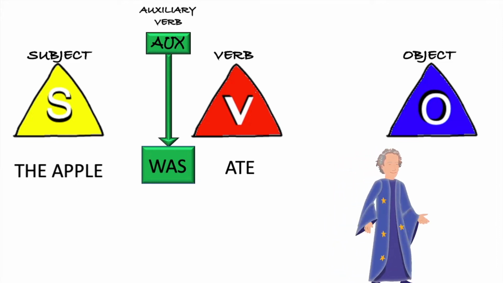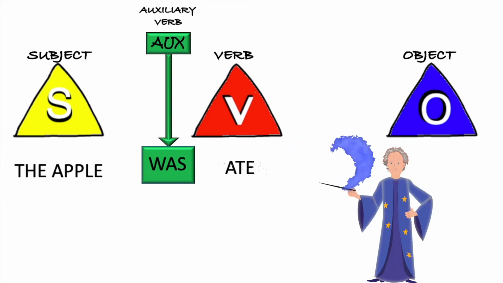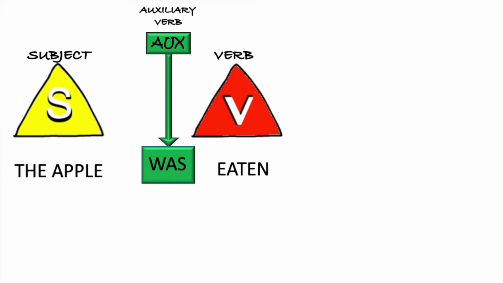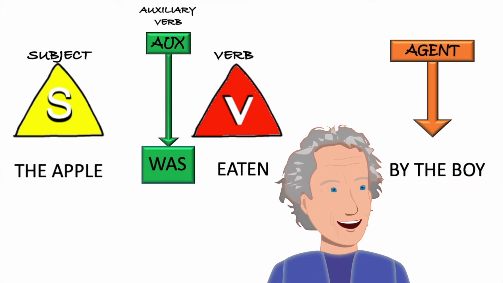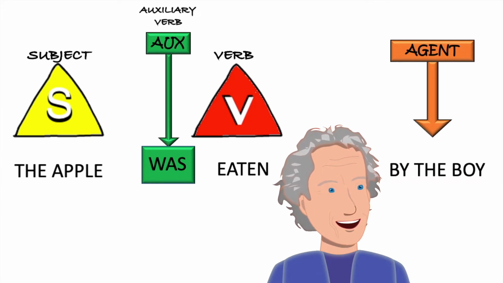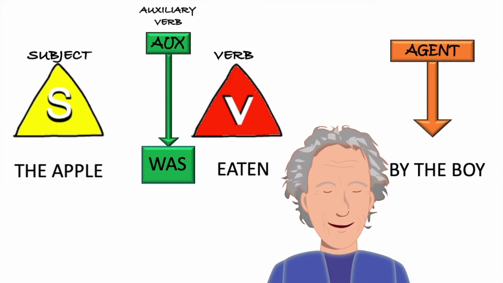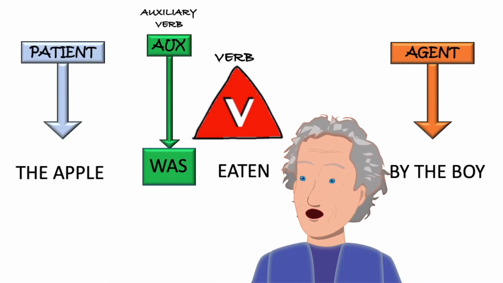And the fourth step is to change the verb to the past participle form, so ate becomes eaten. The apple was eaten. The fifth optional step is to add the word by and put in the original subject of the active sentence. So you get the apple was eaten by the boy. In this case, the boy is what we call an agent, and the apple is a patient or recipient.